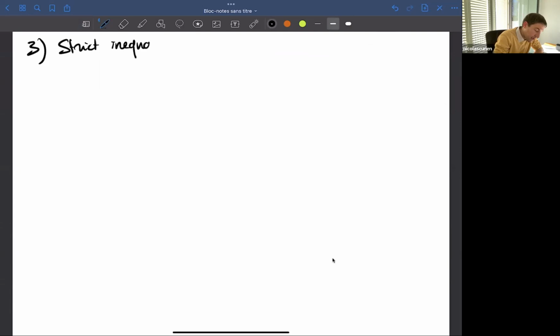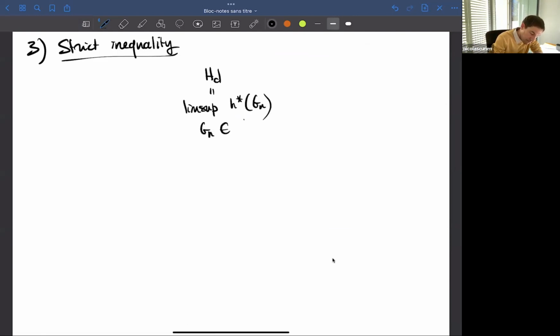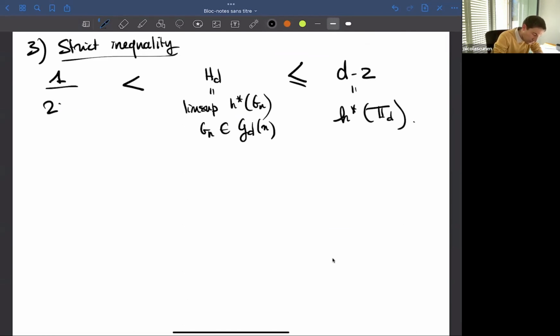So now let me recap and tell you that there is actually a strict inequality. So what is HD? HD is the lim sup of the Cheeger constants of large graphs. We said that HD is less than the Cheeger constant of the d-regular tree, and we said that this is larger than 1/256. But what is HD?